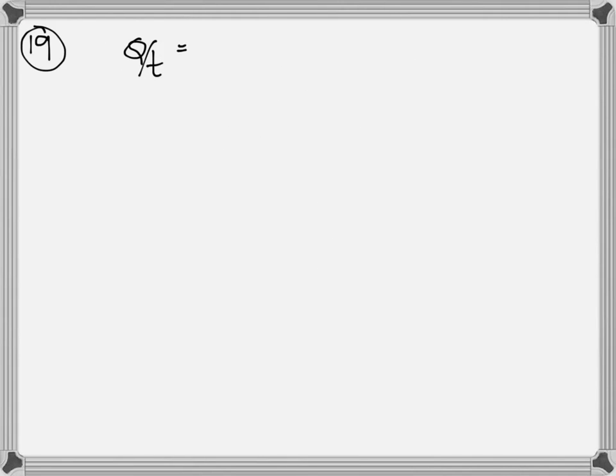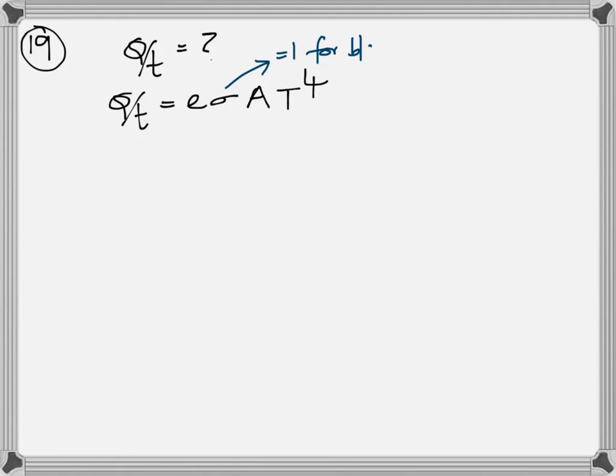19, at what rate is the human body radiating energy? And so that's Q by T that you have to find. At what rate? So it's Q by T. Again, E is 1 for a black body.